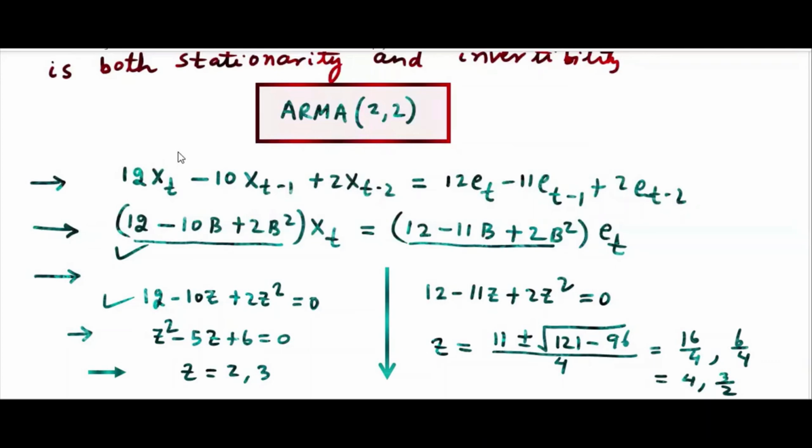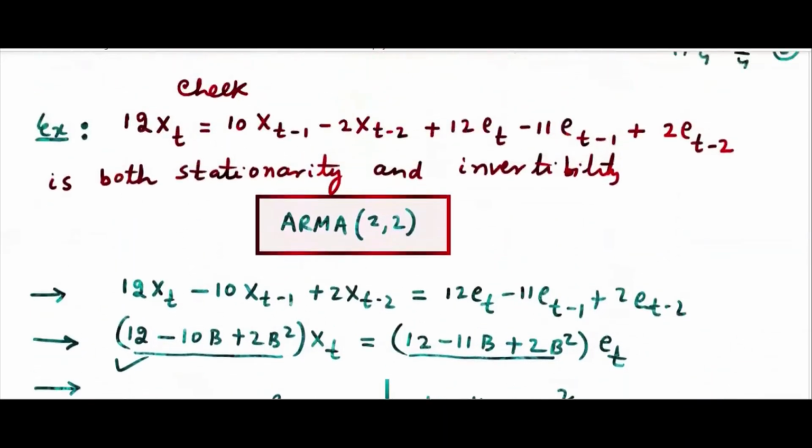25, right? The square root of 25 is 5. If you subtract 5 from 11, you will get 6. 6 divided by 4, yeah, that's fine, 3 by 2. So these are again greater than 1 in absolute value. Then what will happen? This side will be invertible. So this ARMA 2 process is both stationary and invertible.